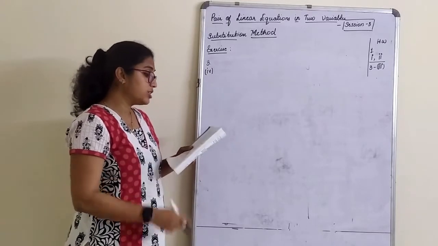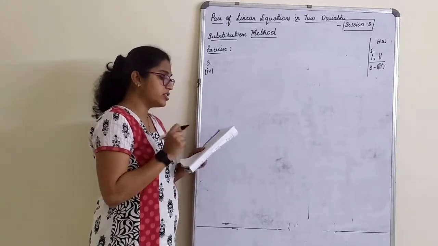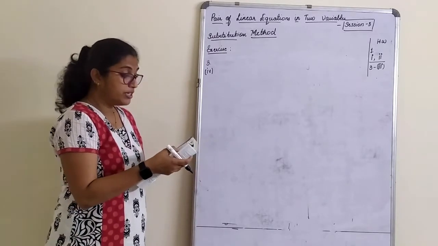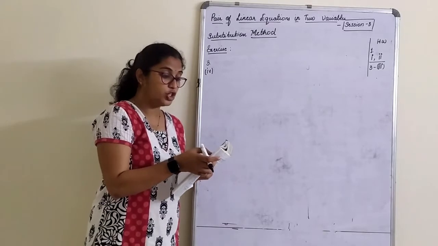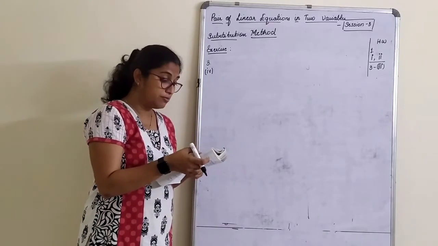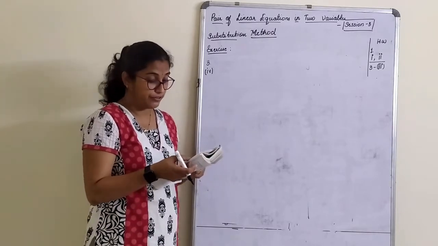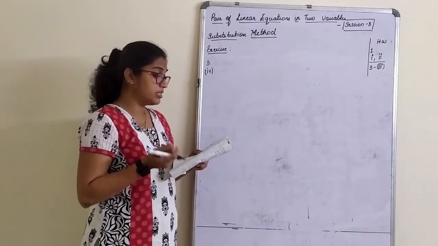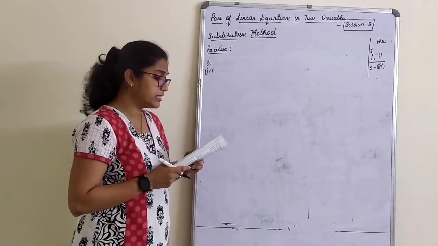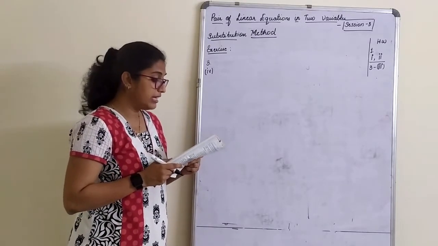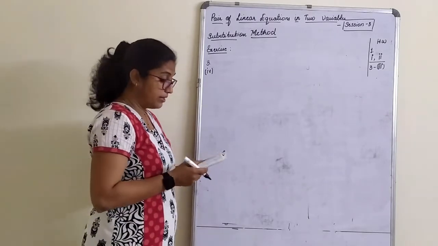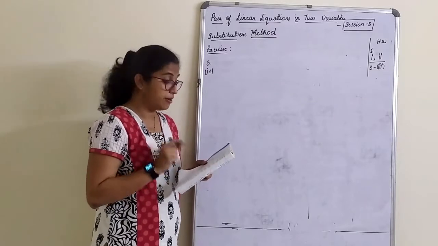The taxi charges in a city consist of a fixed charge together with a charge for the distance covered. For a distance of 10 km, the charge paid is rupees 105, and for a journey of 15 km, the charge paid is 155. So what are the fixed charges and the charge per kilometer? How much does a person have to pay for traveling a distance of 25 km? Okay, this is the additional question they have marked.